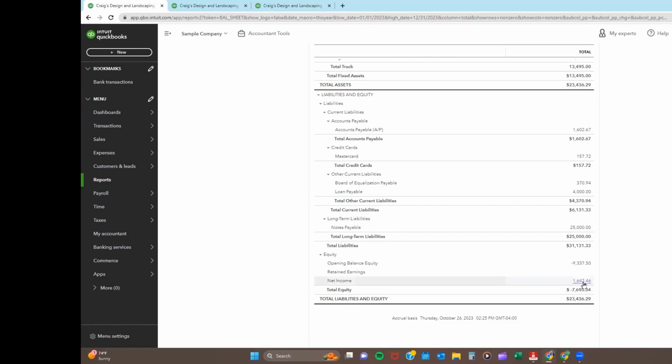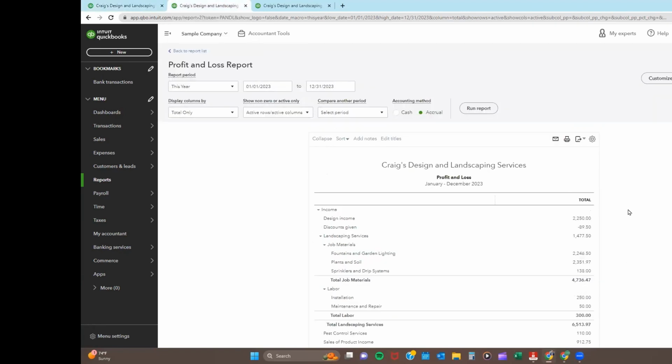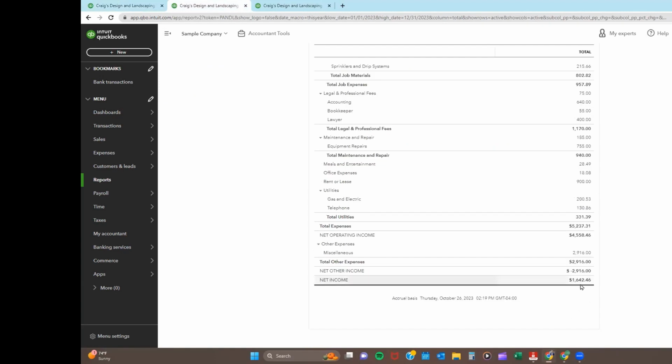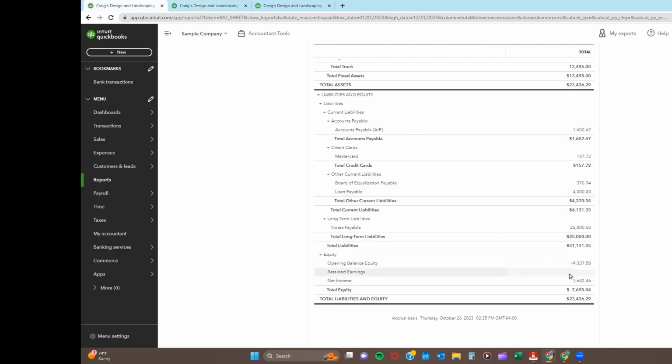So now see this number here. He's got 1,672.46 in net income. Now we're going to go over to the profit and loss, and we're going to scroll all the way to the bottom, and that's what he has here. Net income, 1,642.46. That is what he has on his balance sheet. That's his accumulation so far this year.